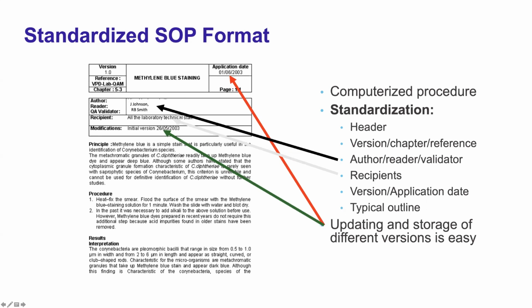And then, so this is the header part, and then the meat of the SOP will usually have a principle. So explaining what the clinical background or methodological background of the testing is, a procedure for how to do the test. So this is the step-by-step instructions, and then the interpretation of the results.